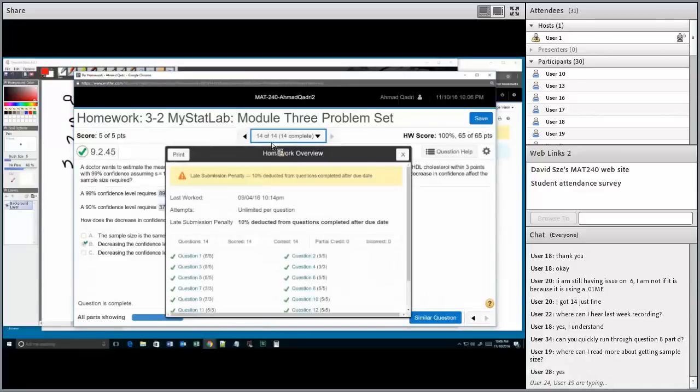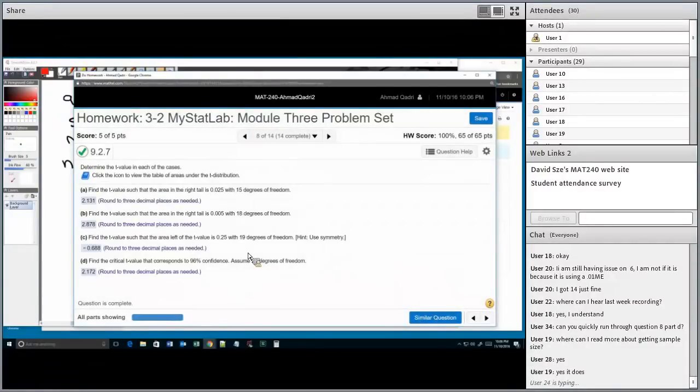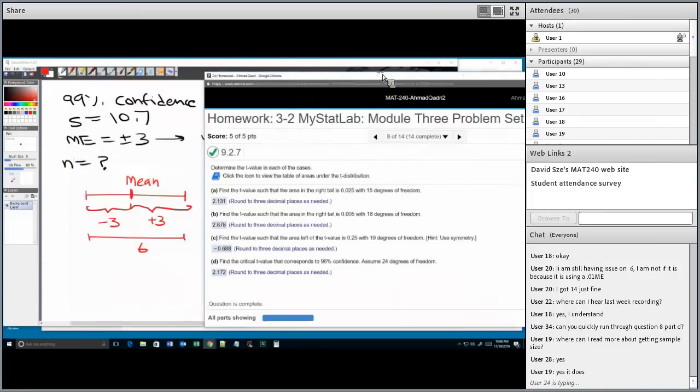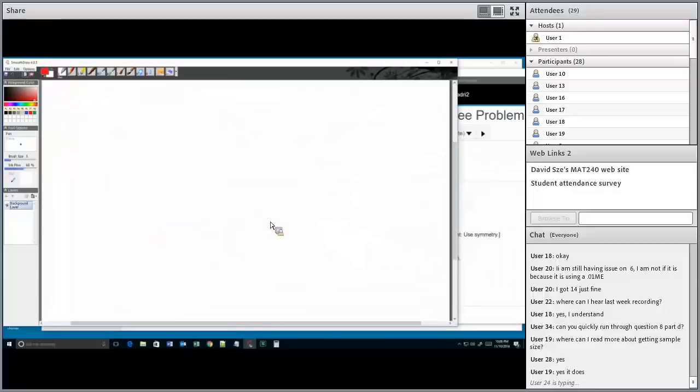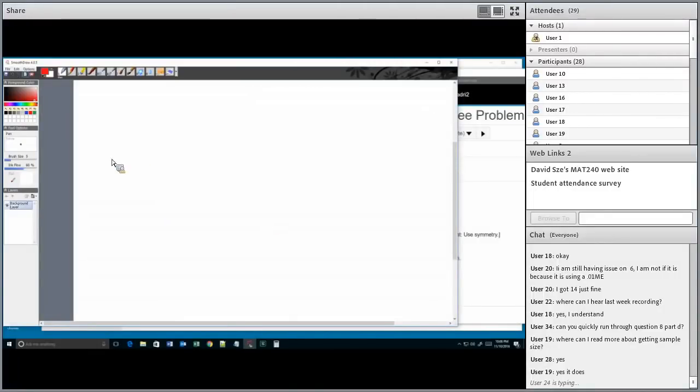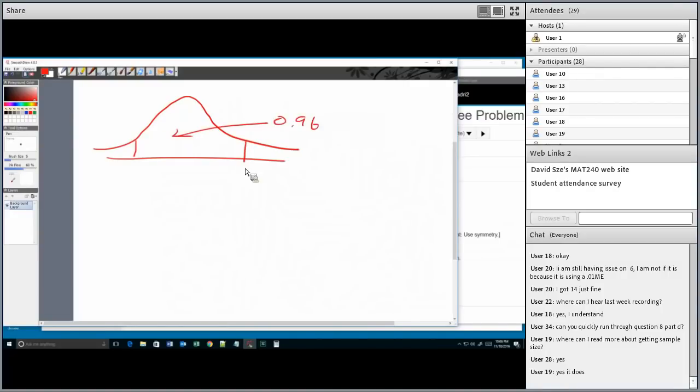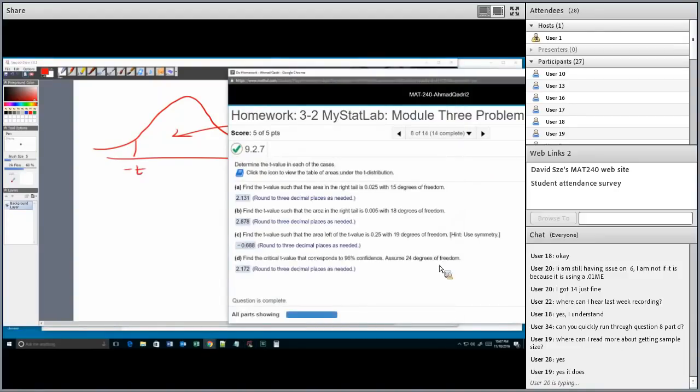Okay, question 8, part D said 96% confidence level. So I have my T distribution. 96% is in the center, right? This is 96%. I need to find these values. These are the critical values I need to find. And I have 24 degrees of freedom.